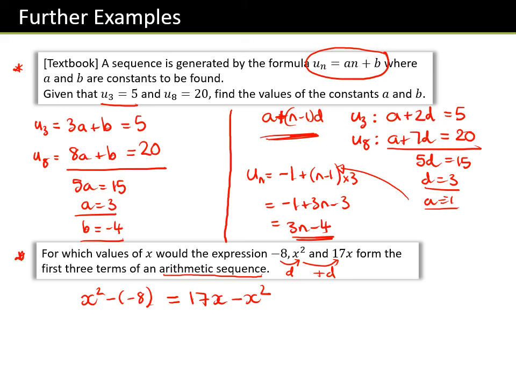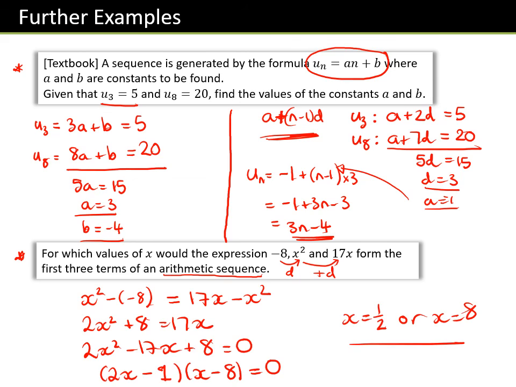That then gives us a quadratic to solve, which leads to these two answers.